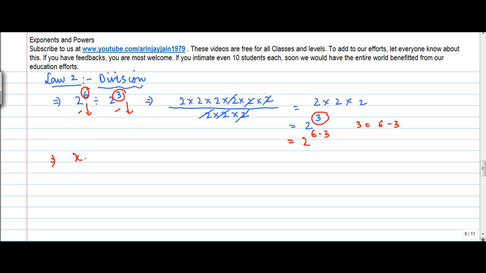Let's try this out for some. x to the power 5 divided by x to the power 3. So you get 1, 2, 3, 4, 5, and 1, 2, and 3. So 1, 2, 3 go, 1, 2, 3 goes. This becomes x squared, which is again x to the power 5 minus 3. Where is 5 coming from? The first power, 3 is the second power.